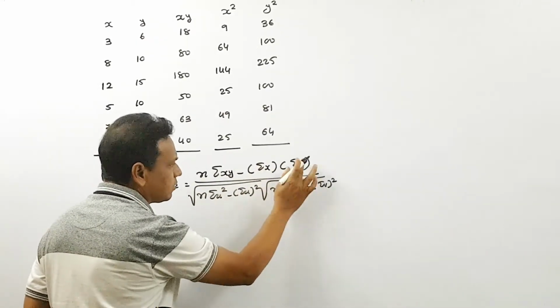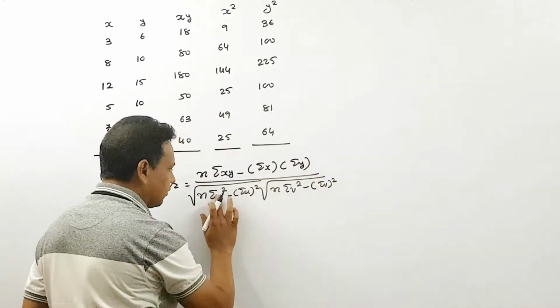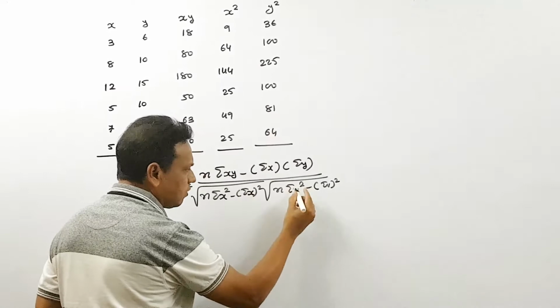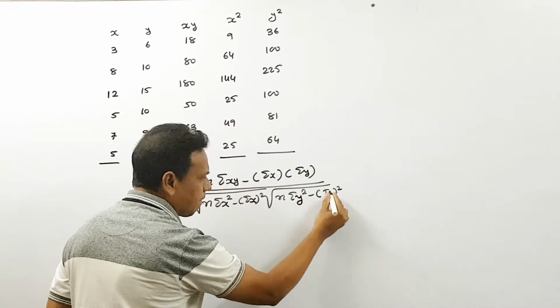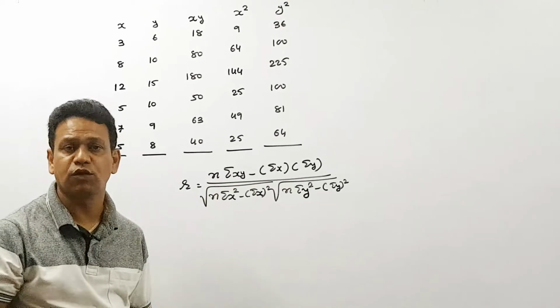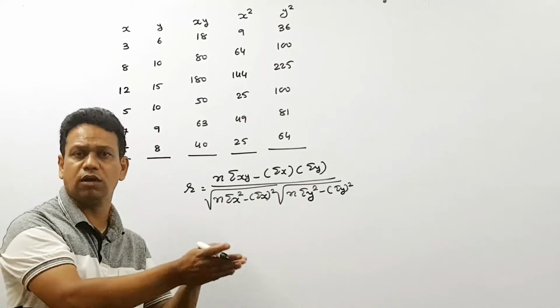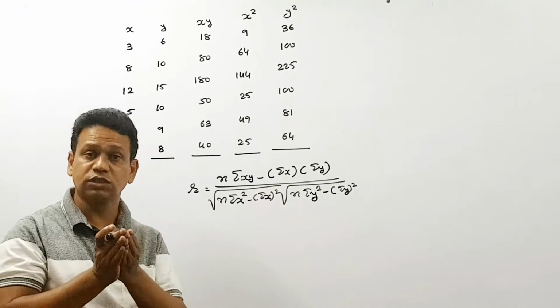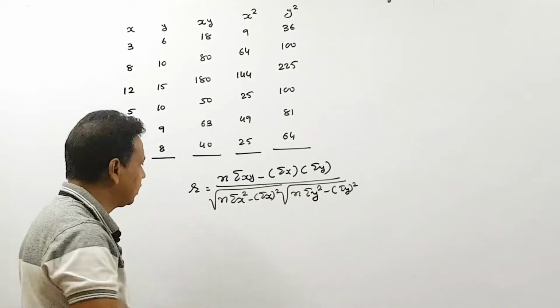It is x, it is y. Minor changes. My dear friends, a very easy formula because we don't have to have conversion of any kind of new variables. Instead of that, we are using the original variables. So I would like to continue.